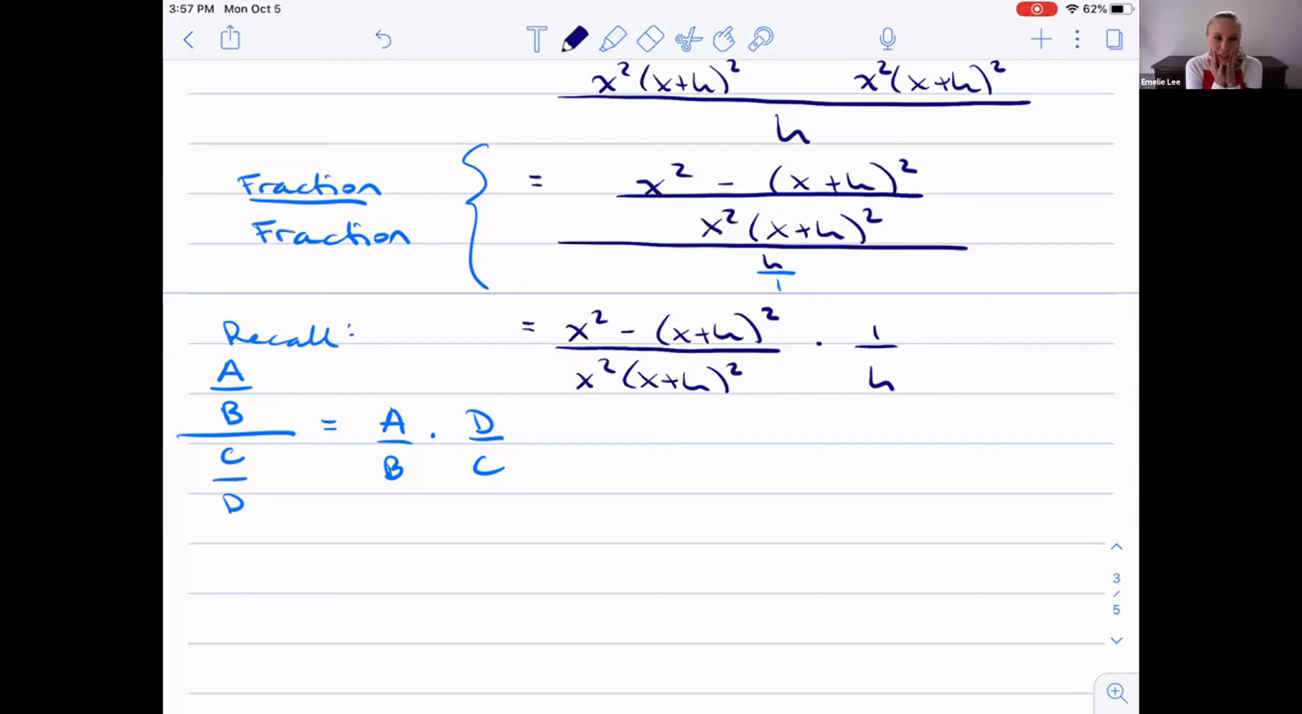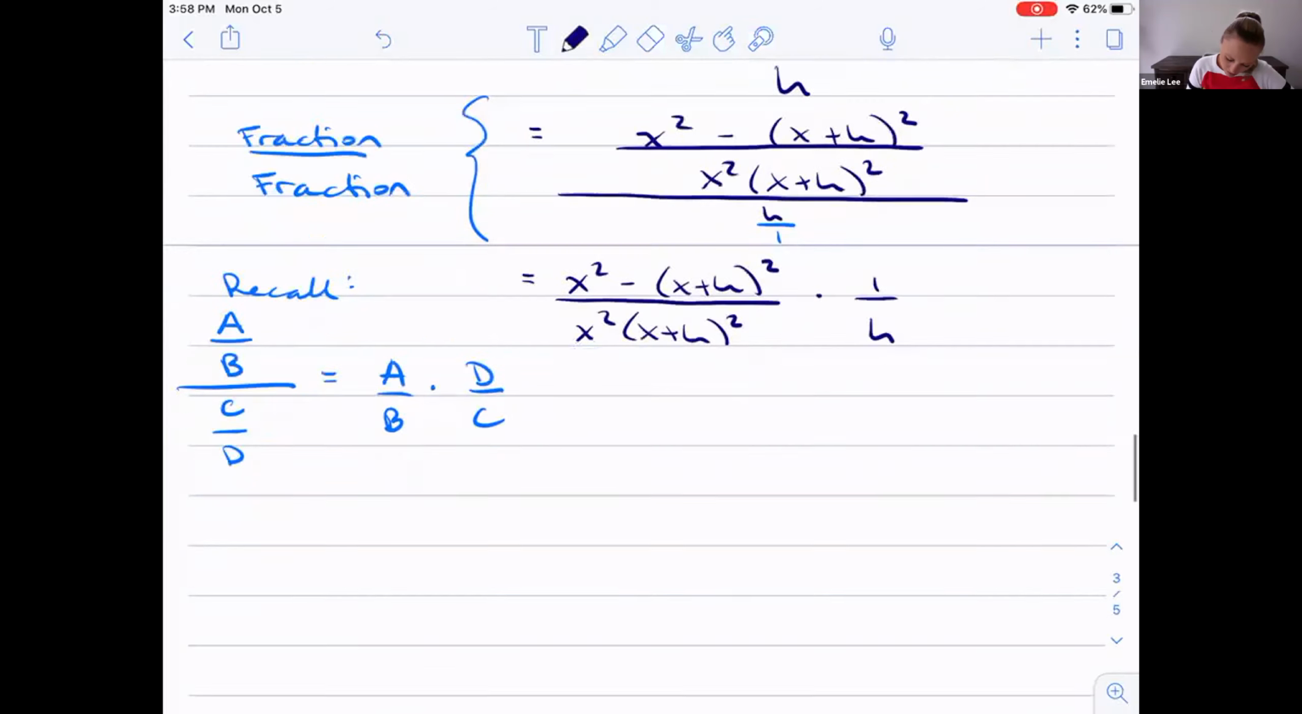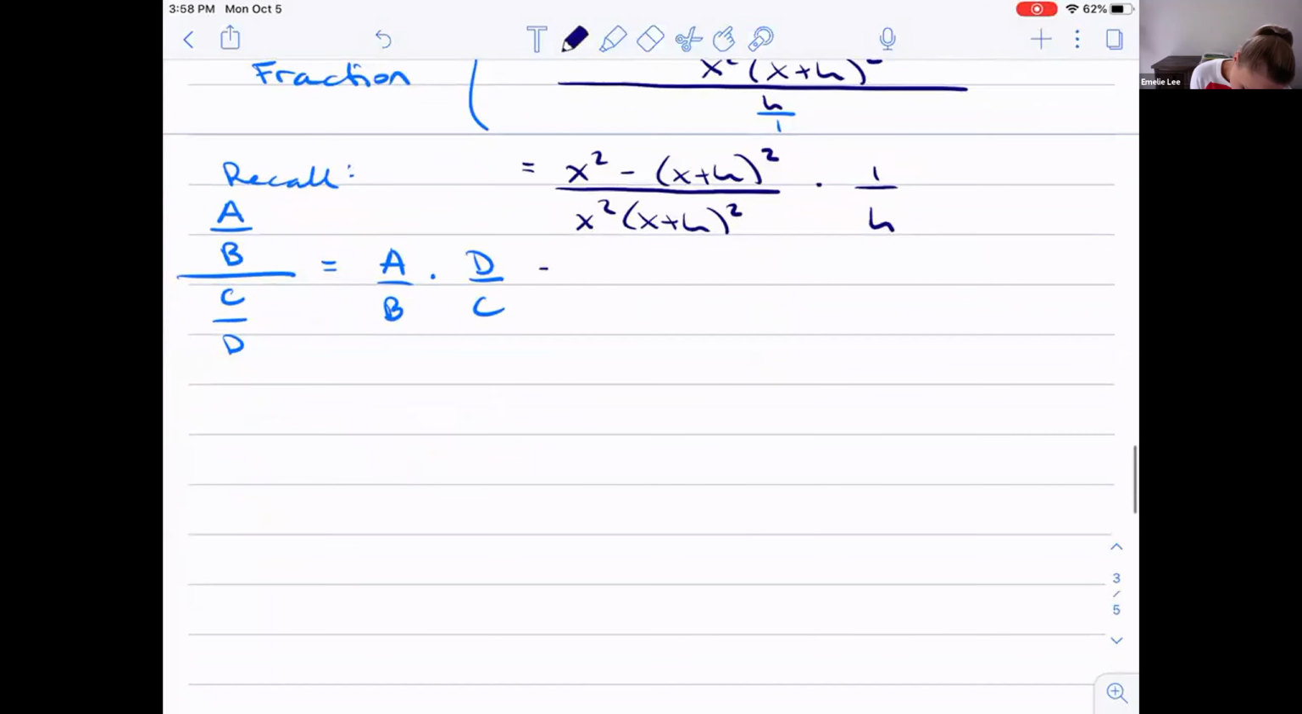Now what? And then what? I guess we have to expand. We'll see if we can expand anything and maybe simplify some stuff. Let's see what happens, because it looks like I might be able to simplify some things. Remember that x plus h squared is x plus h times x plus h. I don't want to see the square being brought in here. That's illegal math.